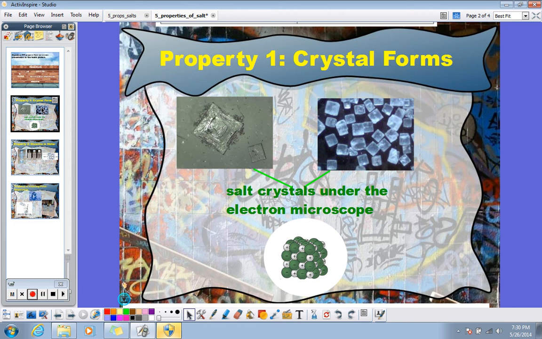We're going to learn 3 different properties of salt today. That means 3 different characteristics or just things about salt. And property number 1 is going to be crystal forms. And what that means is that all salt is actually formed in the shape of crystals. Usually they look like cubes like this. So if you put salt crystals under the electron microscope, this is what you will see. And if you could see the atoms, you would actually see that they look like this.